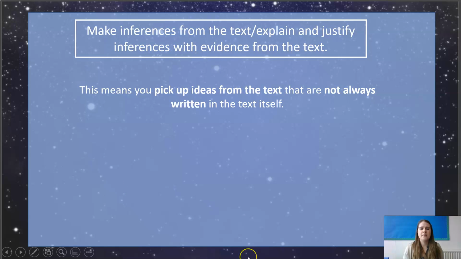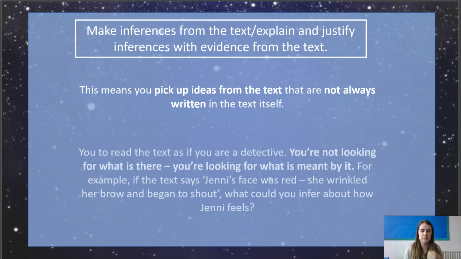So it means that you pick up ideas from the text that are not always written. Like I just said, reading between the lines. You've almost got to try and understand what the message might be using that evidence, because it's not always going to be written there clear as day, like retrieval in the text.